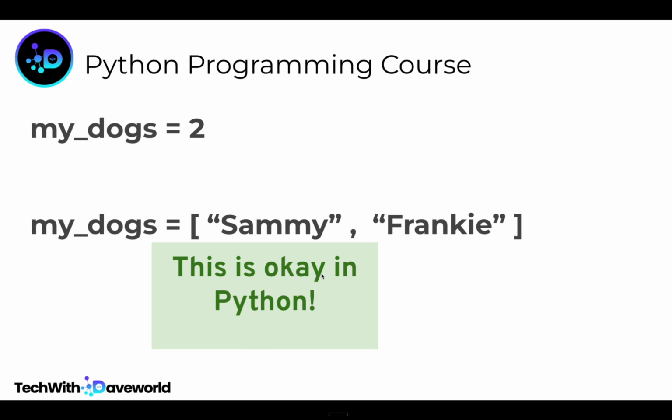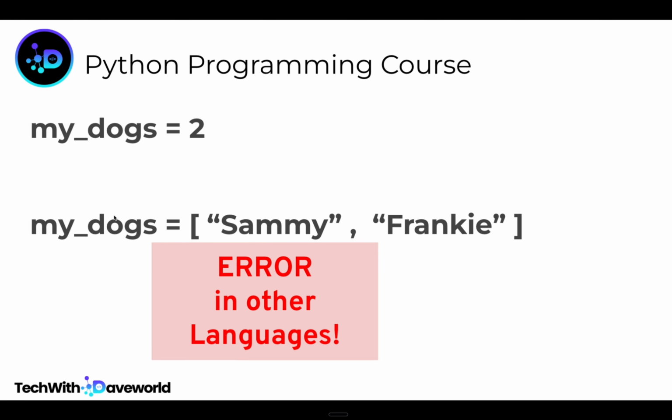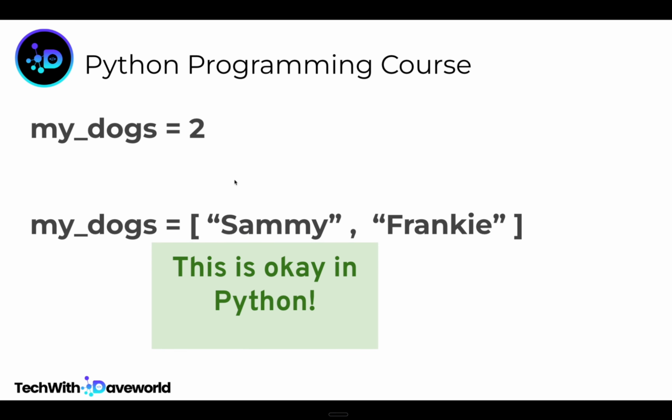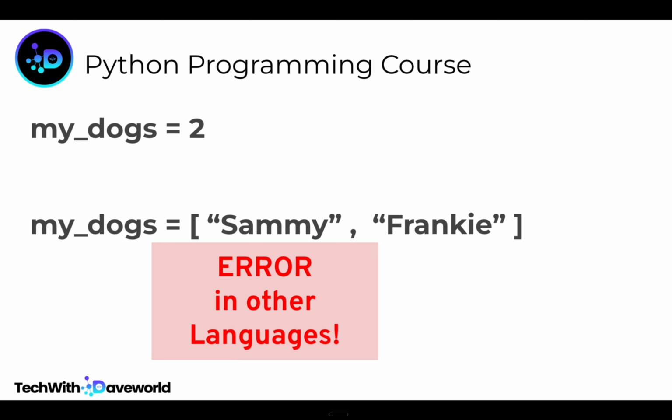And this is actually okay when you are naming your variable. So this variable name is correct. In other programming languages, if you try to do my dog equals to 2 and you try to reassign the value of my dog equals to Sammy and Frankie, it's going to give you an error. Why? Because Python is a dynamic type language, while some other programming languages are not dynamic type. So that's one thing to take note of.